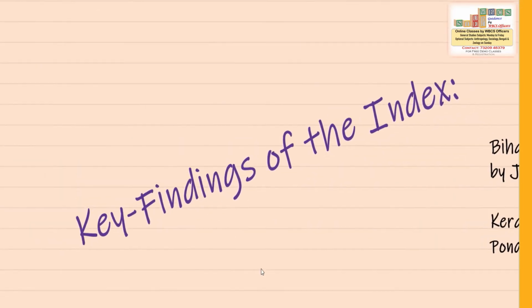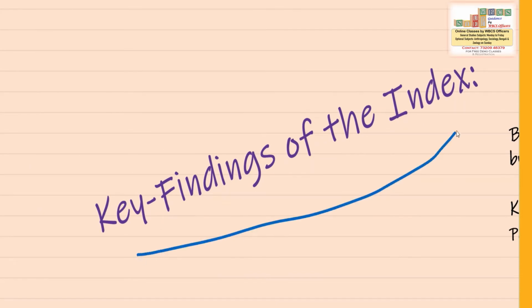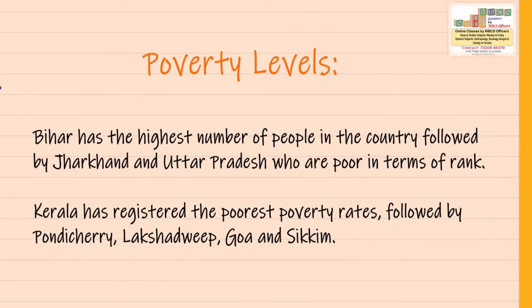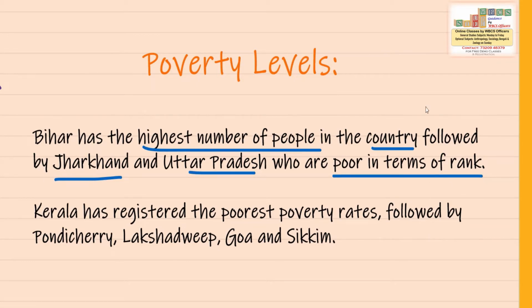Key findings of the index. Now let's get into the key findings of the index. Poverty level: Bihar has the highest number of poor people in the country, followed by Jharkhand and Uttar Pradesh. This is the rank on the national Multidimensional Poverty Index. Bihar has performed very poorly, followed by Jharkhand and Uttar Pradesh.